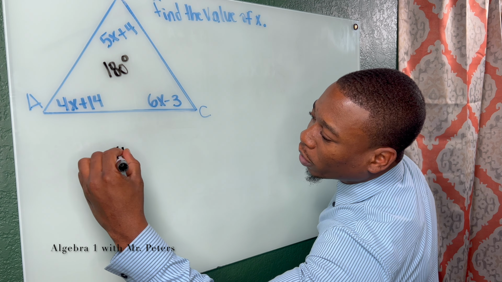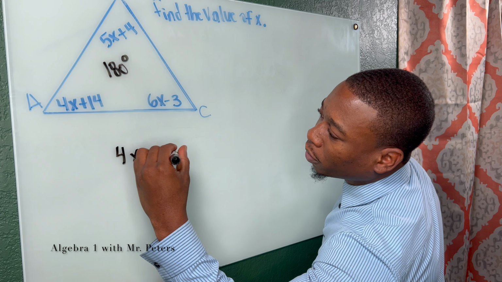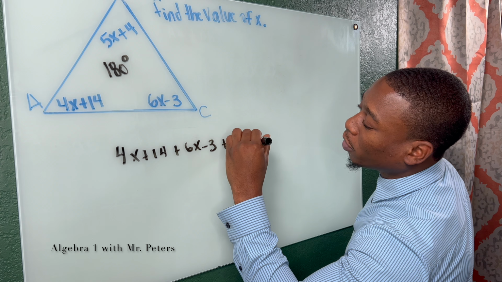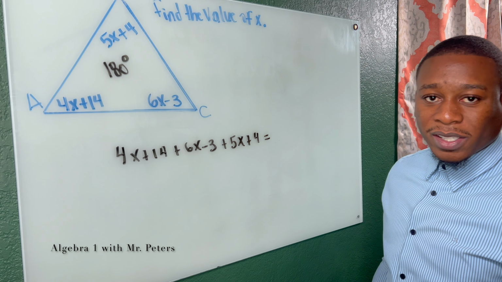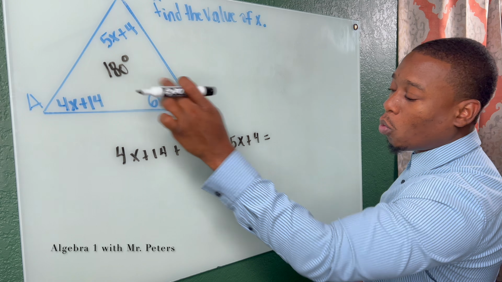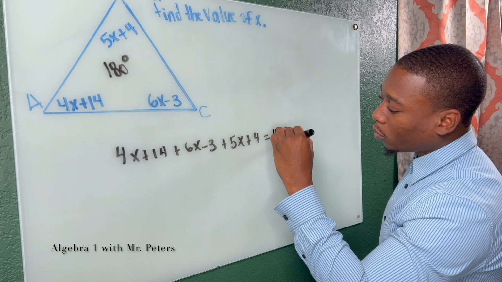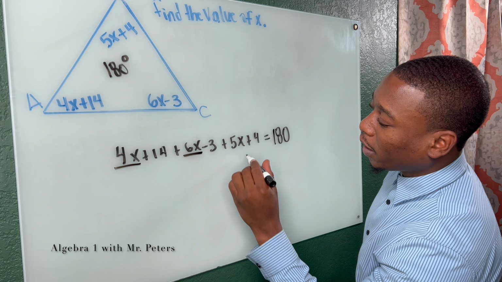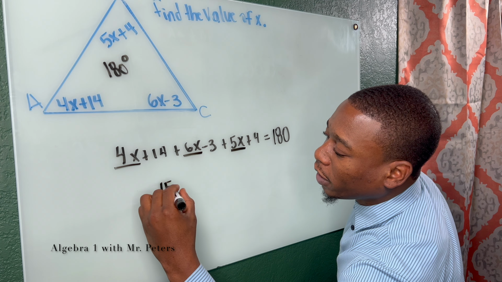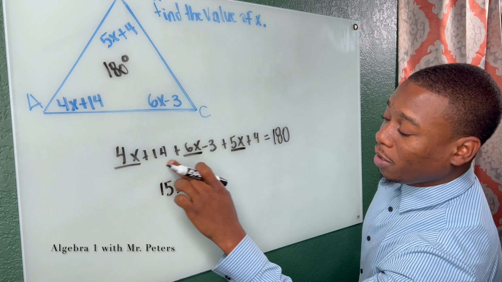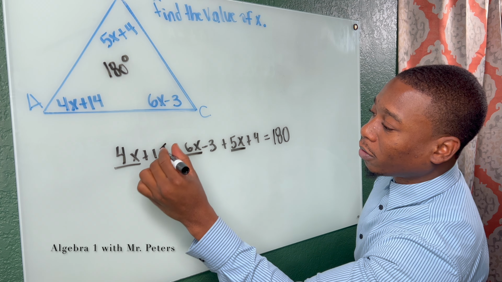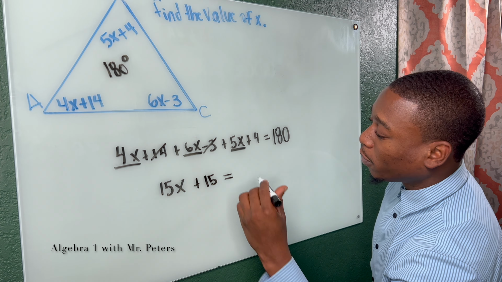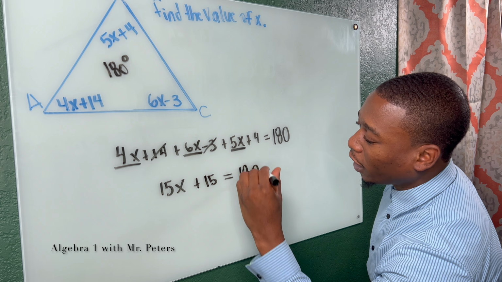So we're going to create an equation. 4x plus 14 plus 6x minus 3 plus 5x plus 4. So we're adding all three of these angles, and all three of these should equal 180 degrees. All right, so now we clean this up. 4 plus 6 gives me 10, plus 5 gives me 15x. 14 minus 3 is 11. 11 plus 4 gives me 15. So now we have 15x plus 15 is equal to 180.